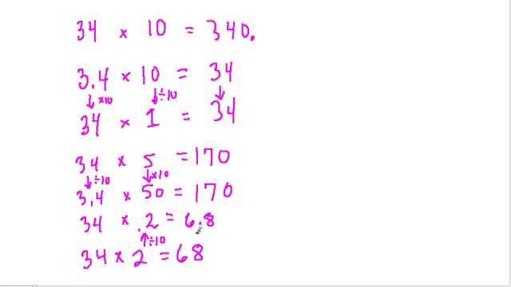And again, this trick here is just to move the decimal point over from 68 to 6.8, and that's dividing by 10. So since I divide 2 by 10 to get 0.2, my answer is also 10 times smaller. So 34 times 0.2 is 6.8.